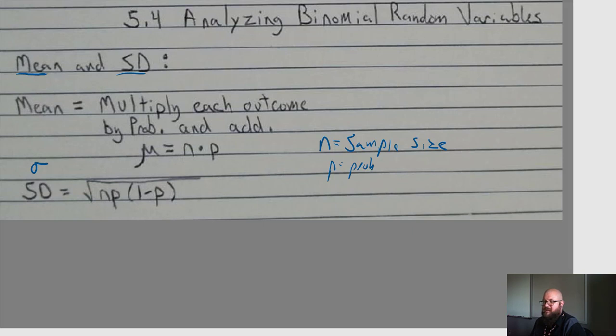of your n times P, your sample size times the proportion, or times your probability, and that multiplied times 1 minus your probability. All right, we're going to go through an example here and help explain this a little bit better.